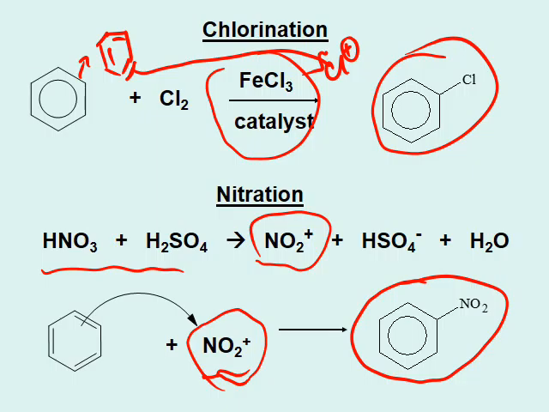So these mechanisms are all very similar. You need a catalyst that would create a positively charged species, and then that positively charged species will be attracted to the benzene ring. Initially it's going to form a bond with one of those carbon atoms, and finally hydrogen would leave and you end up with a substituted benzene ring.